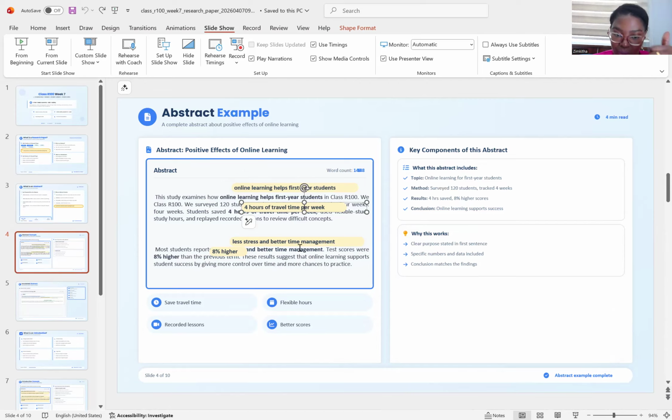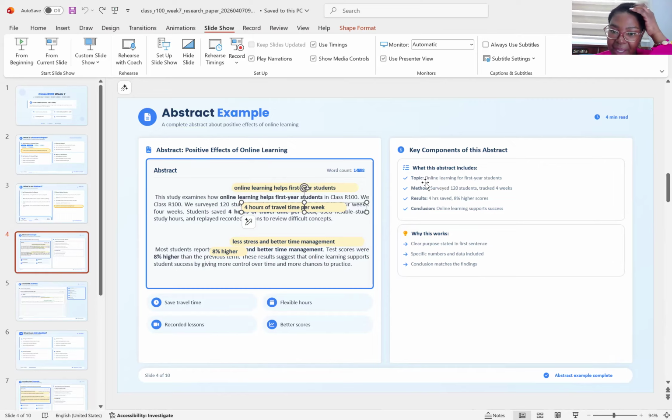I also included what my study was about and how it was conducted. We surveyed 120 students, which is my method. So that is exactly how an abstract should look, okay? Let's look at the key components of this abstract.